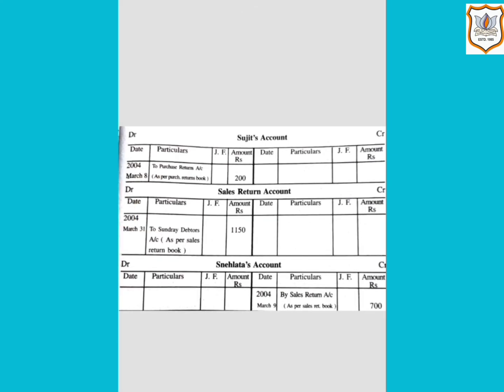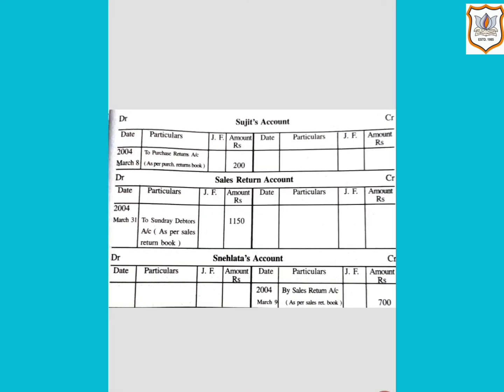See, here sales return account is debited by rupees 1150. So as per the rule of real account, because sales return account is a real account, which says that debit what comes in and credit what goes out, according to that rule, sales return account is debited. That's why we will record it on debit side of sales return account. And the debtors account will be credited by writing in particular column by sales return account.